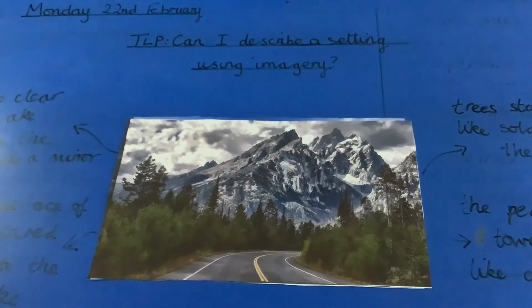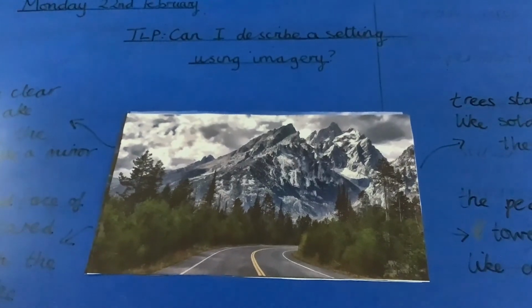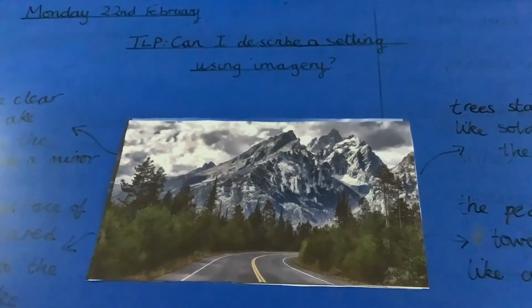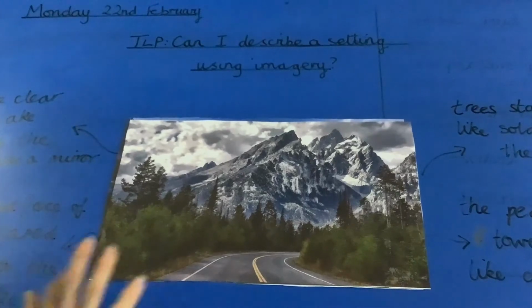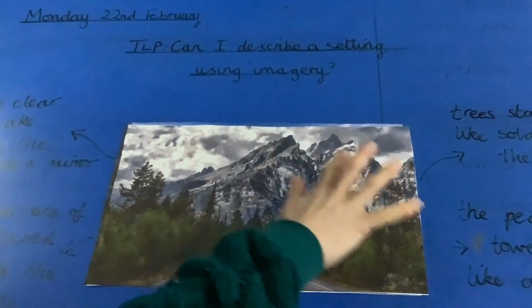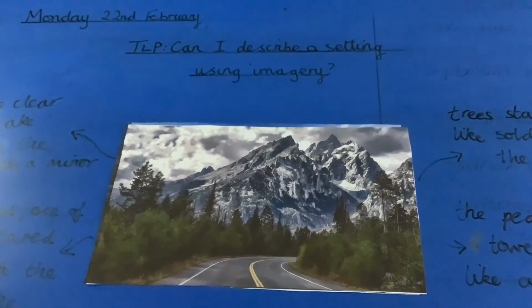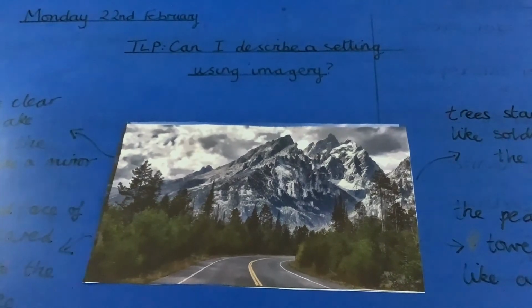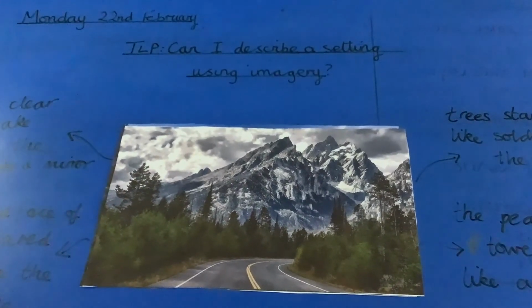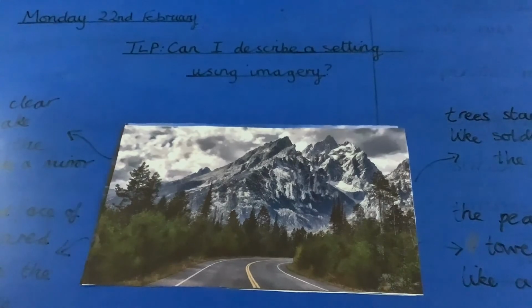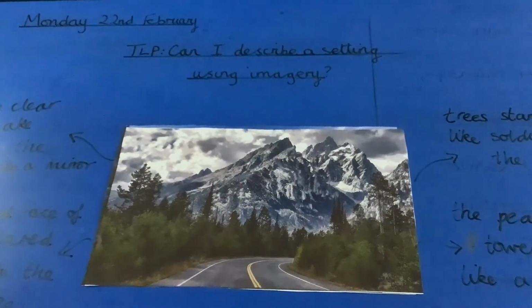So when you do your mind map, where you describe this setting, I want you to think about the sky, I want you to think about the road, where the road's going, I want you to think about the trees, and definitely think about the mountains. And we're trying to be really clever with our imagery and with our describing, and we'll share our ideas in Zoom, okay? And like I said, if you need more inspiration, have a little look on Literacy Shed, okay?